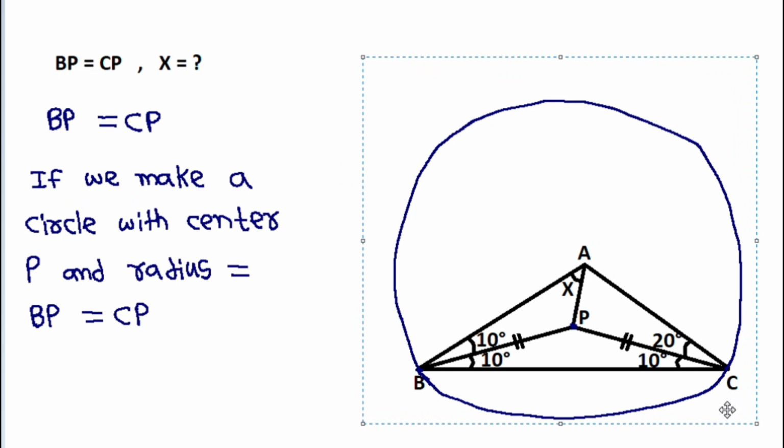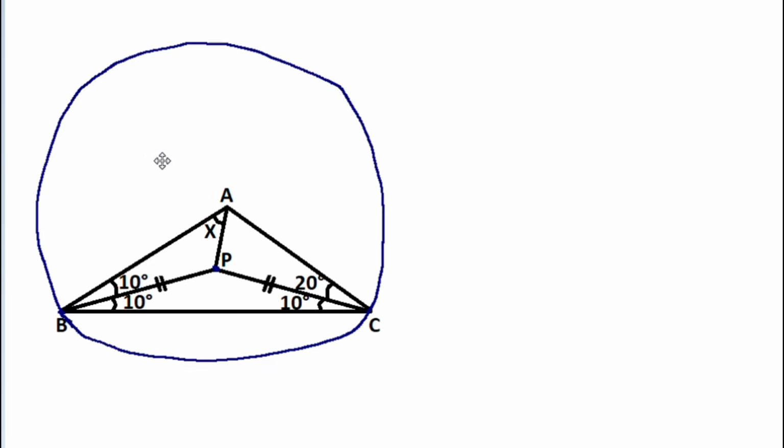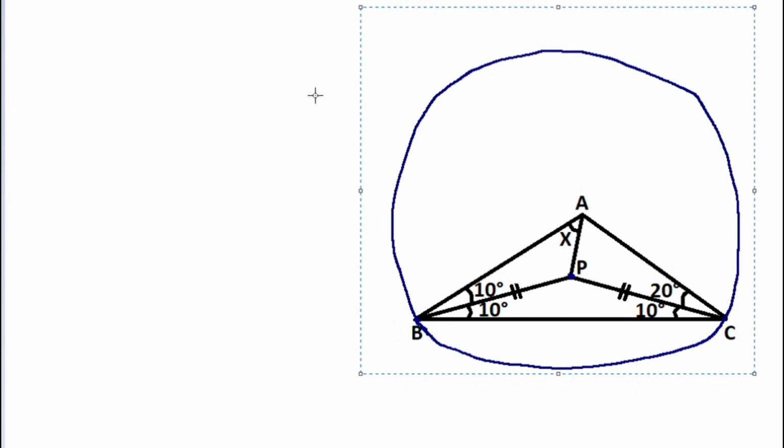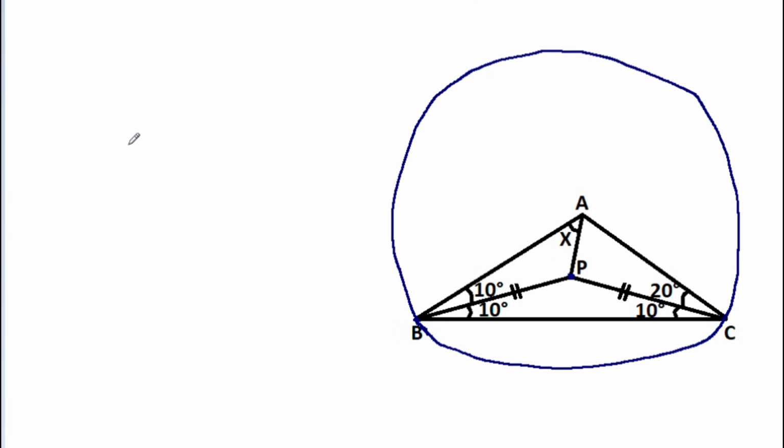and angle ACB is 20 plus 10. It is 20 degrees plus 10 degrees, that is 30 degrees.